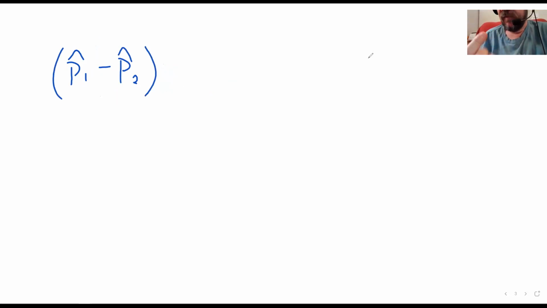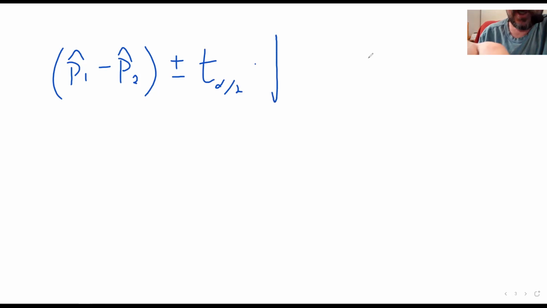We're going to be doing P1 hat minus P2 hat, right? So that's our point estimate, because that's the thing we're making a confidence interval for, the difference between the proportions. So our point estimate is the difference between the sample proportions, plus or minus our critical value, which we'll talk about in just a second. So that's going to be T alpha over 2 times our standard error, which is that big thing that we just had a second ago.